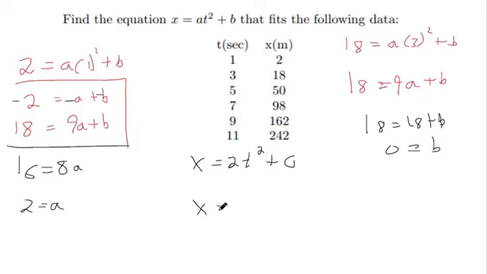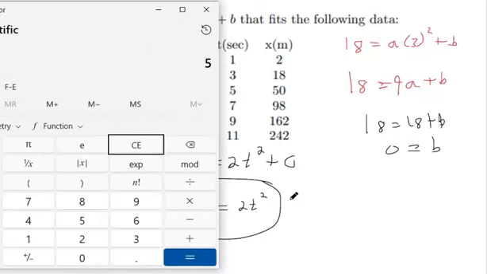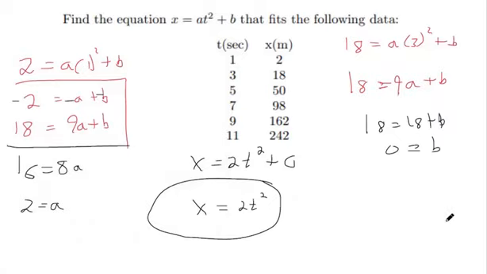That just means I can simplify my equation. This is the equation that matches this data set. And you can test it. If I plug in 5 in for t, I better get 50 for x because it's in the x column. So 5 squared times 2, that makes 50. Our equation's working. This is the equation that we needed.